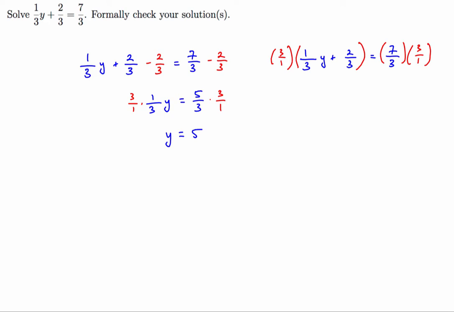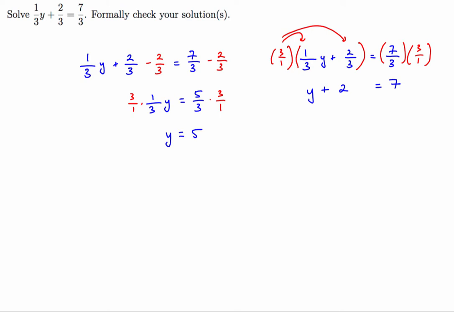Following our standard process of solving equations, I will now distribute that 3/1 to each term on the left side of the equation. 3/1 times 1/3 y is 1y. 3/1 times 2/3 is 2. And 7/3 times 3/1 is 7. So instead of first moving terms from side to side, I can look at the entire equation and actually remove all of the denominators. What I choose to multiply each side by, whether it's 3/1 or something else, depends on the particular fractions in that equation.